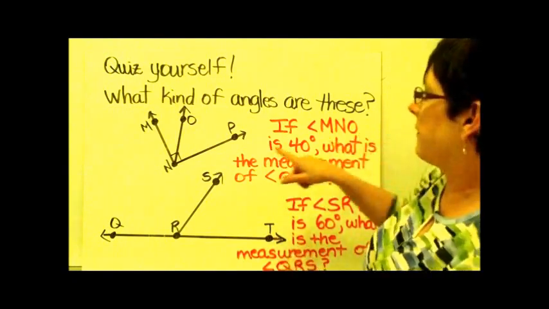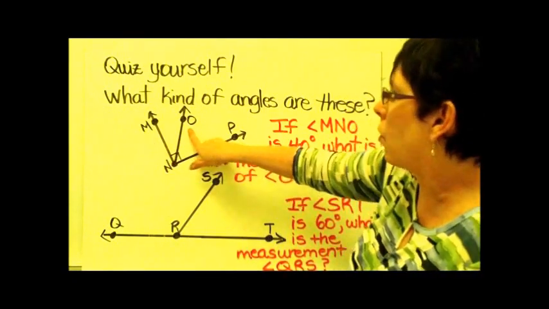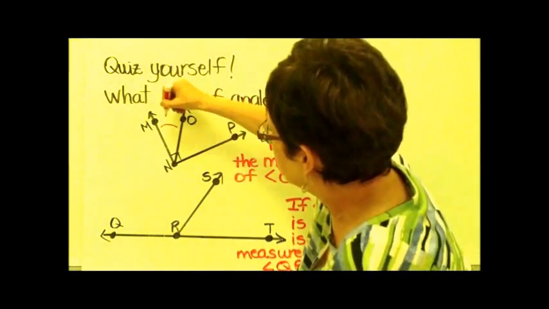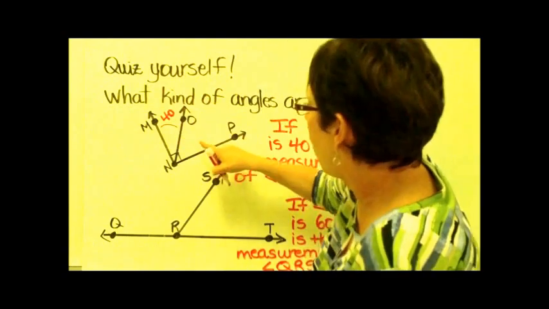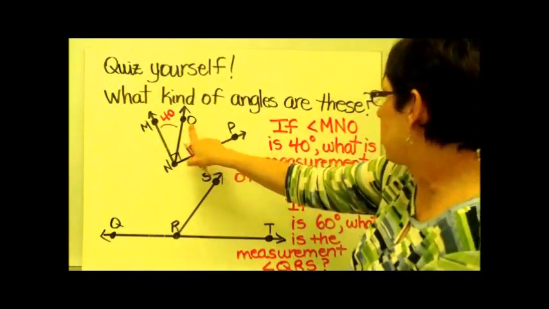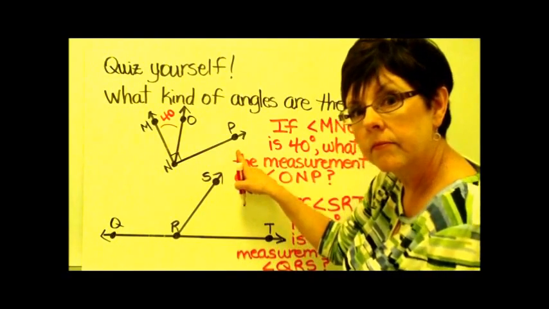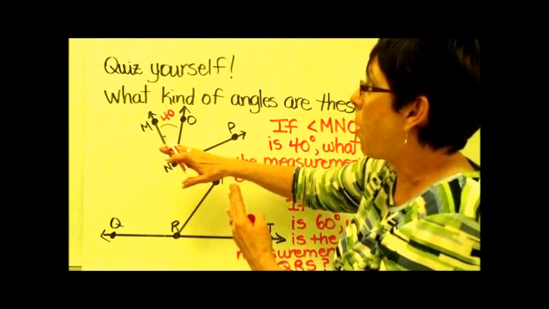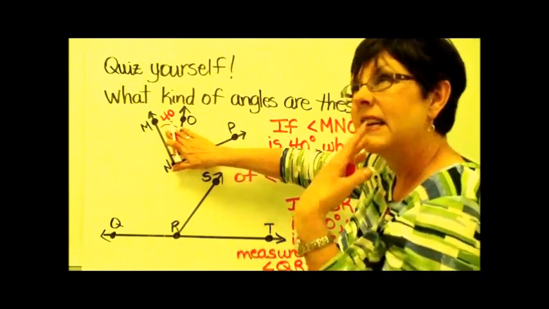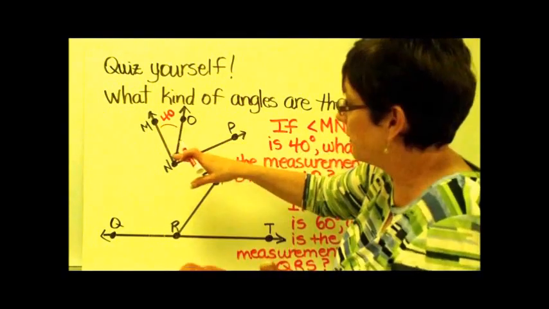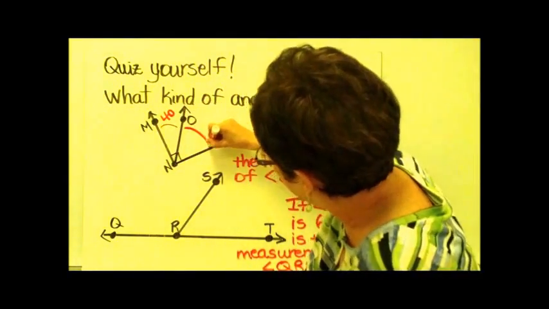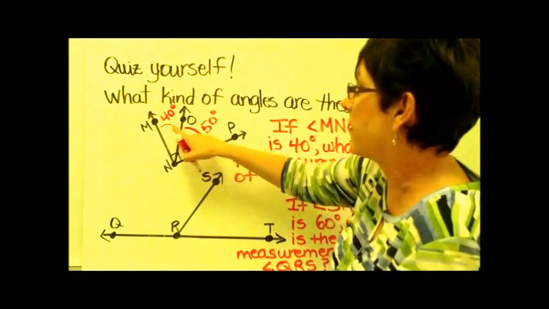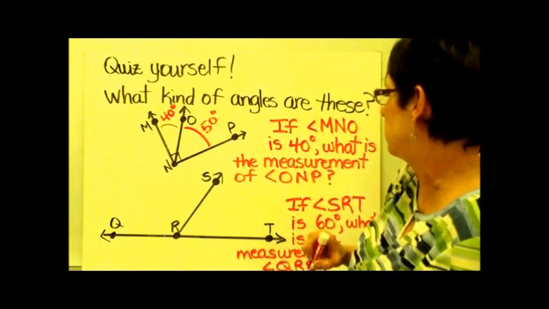Now, if angle MNO, this angle here, equals 40 degrees, what would be the measurement of angle ONP? Okay, you're thinking in your head, well, I know together they equal 90 degrees. If part of it equals 40, 90 minus 40 would equal 50. And that's the measurement of this angle. That would be 50 degrees. Because remember, together they have to equal 90 degrees total.